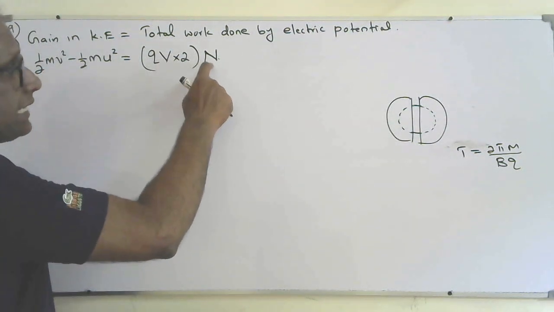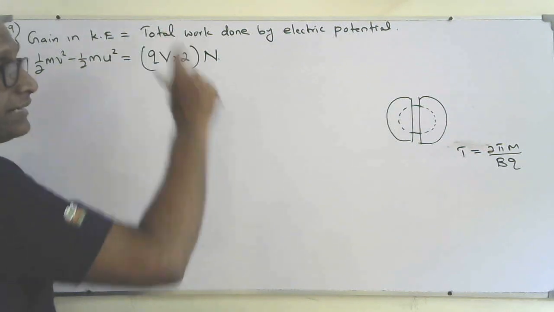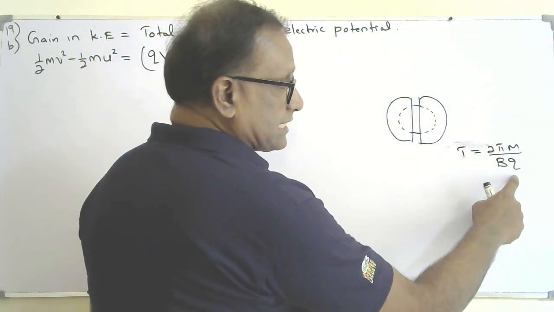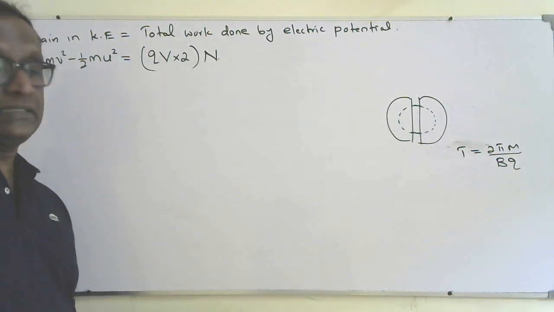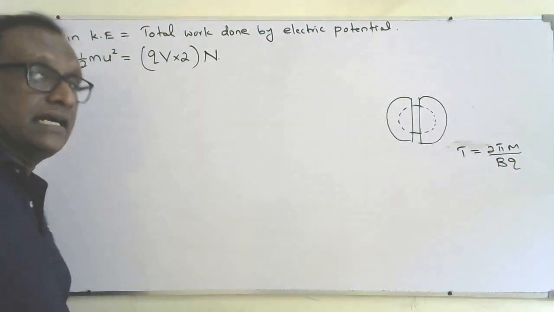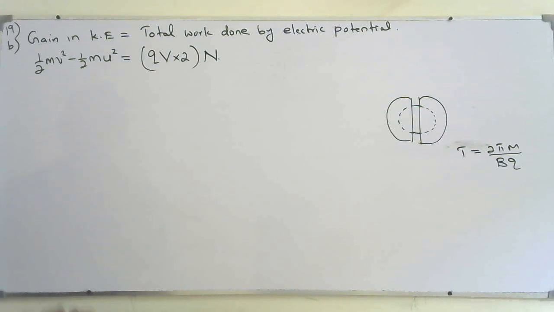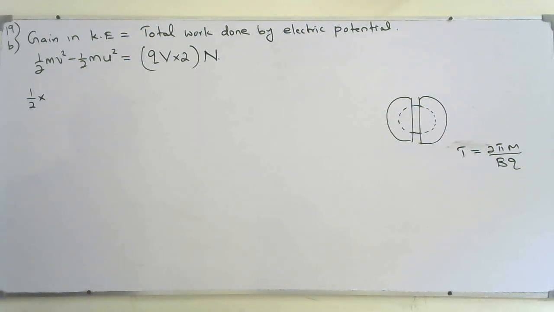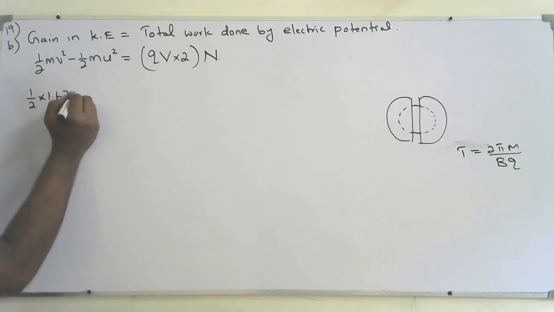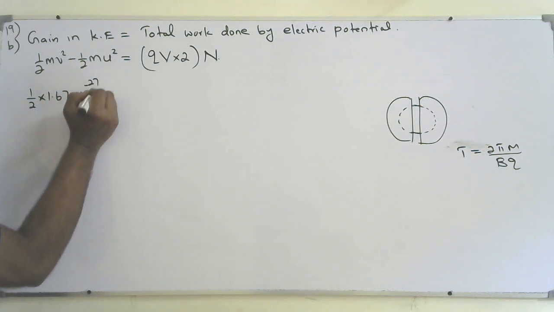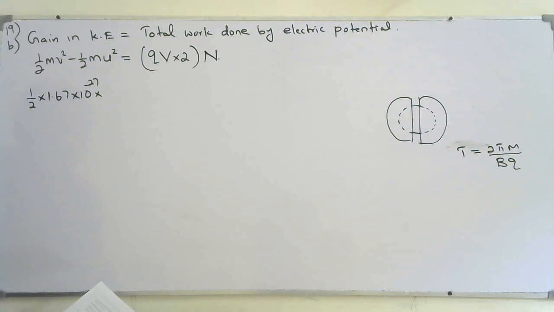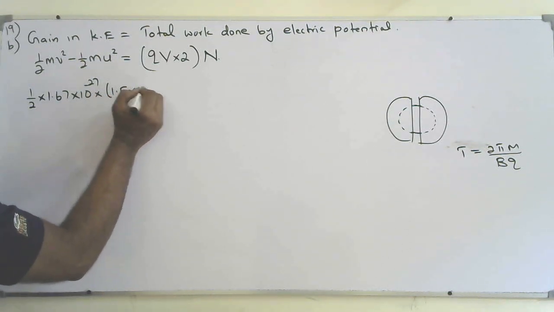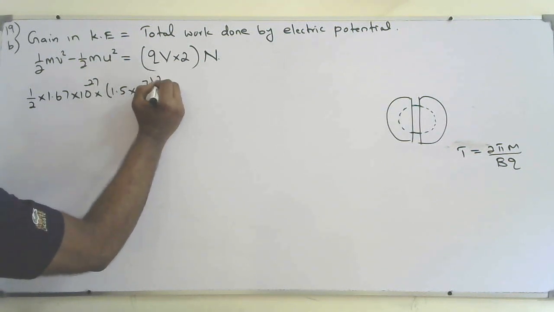How many complete cycles are needed? I will find the n here. Then the time taken for one full orbit is this much. What's the total time taken? This into n. That's the answer for this question. Simple. So we'll do it. Half into the mass of the proton given in the data sheet, 1.67 × 10^-27, into the final speed, which is given as 1.5 × 10^7, all squared.